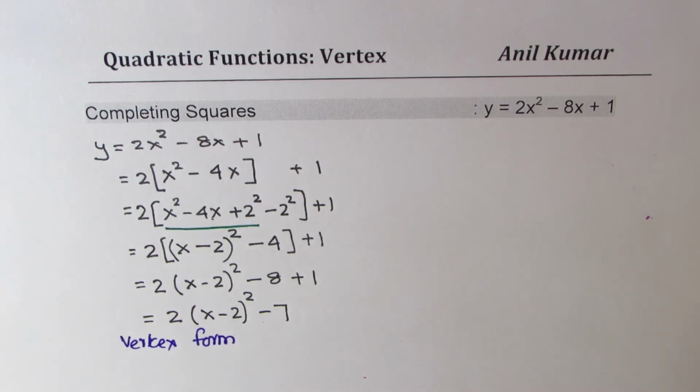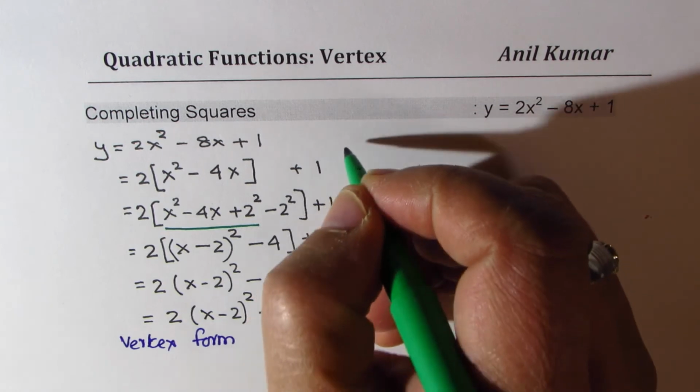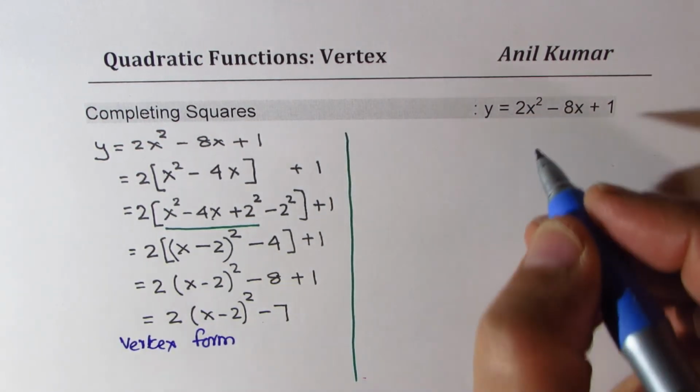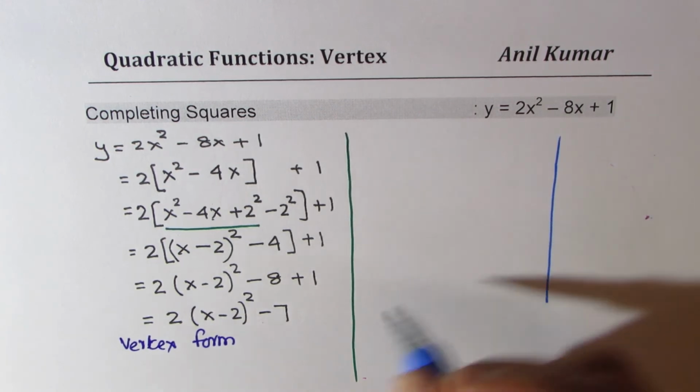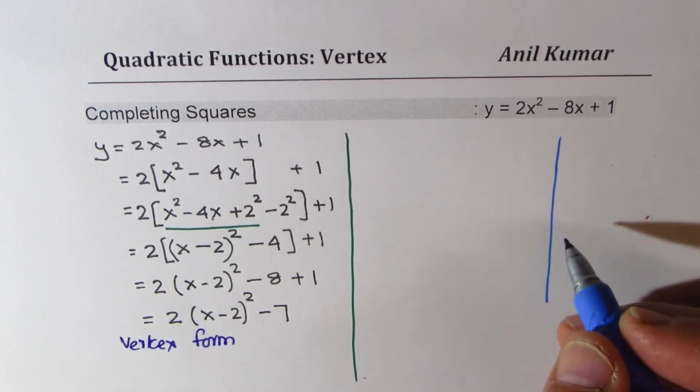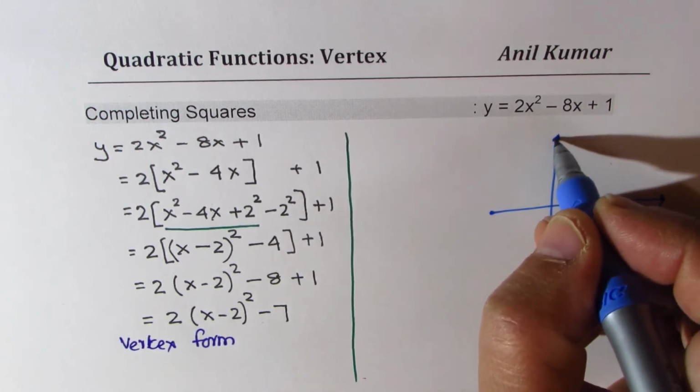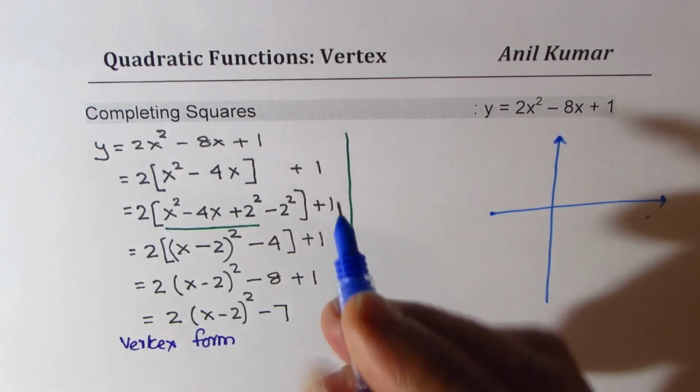Now from here, we can easily read the vertex. We can also describe the transformations, and we can sketch the graph. So all the things can be done at this stage. Okay, so since we have the vertex, let's write it down.